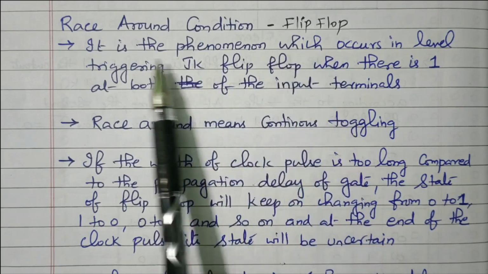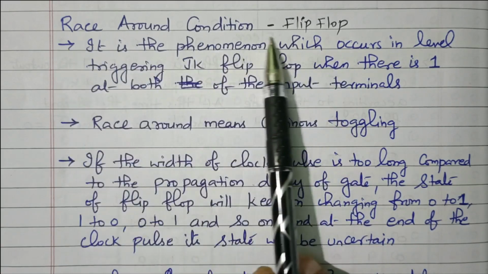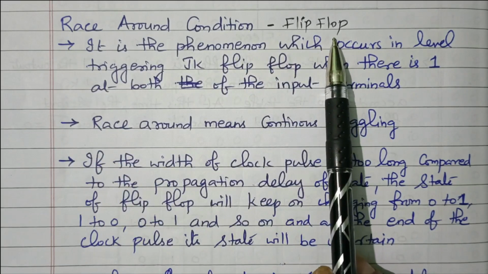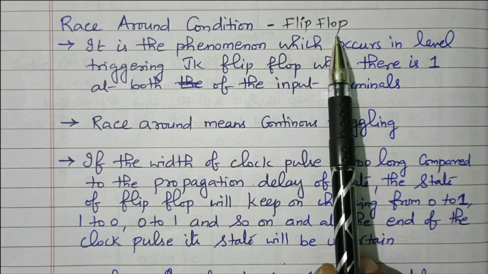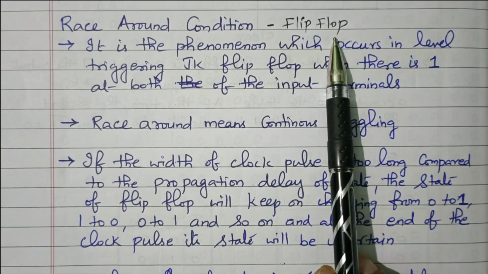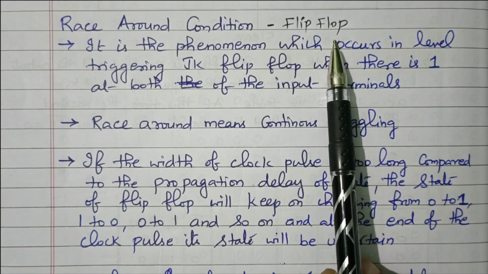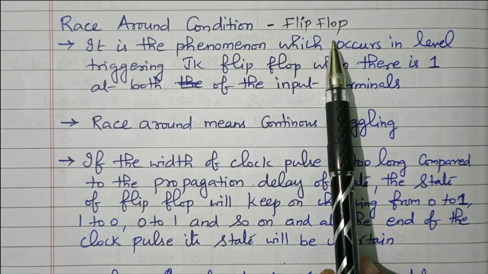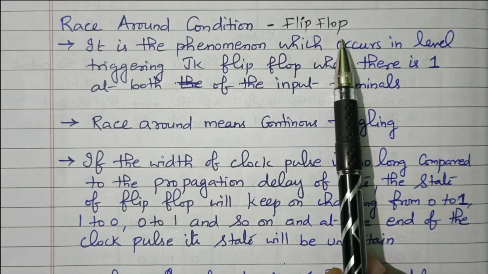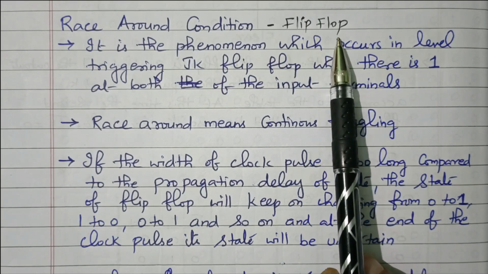Now we'll go to the topic, race around condition in the flip-flop. We know that flip-flop is the storage element. It is able to store 1 bit of data. The output depends upon the earlier available output as well as input. The input and present state of output will decide the next state of output. That is the basic of the flip-flop.